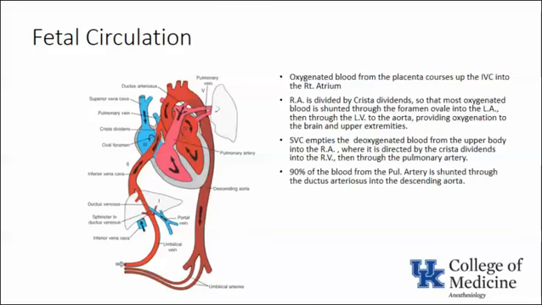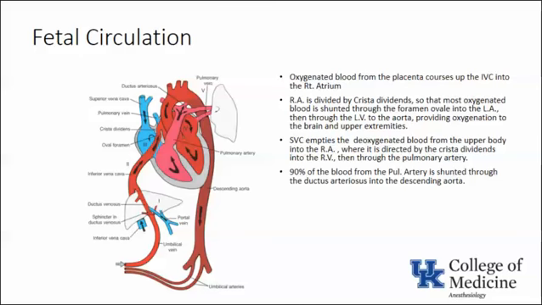A few words on fetal circulation. Oxygenated blood comes from the placenta to the umbilical vein, inferior vena cava, into the right atrium. From the right atrium, most of this blood is diverted into the left atrium, from left atrium to the left ventricle to the aorta.